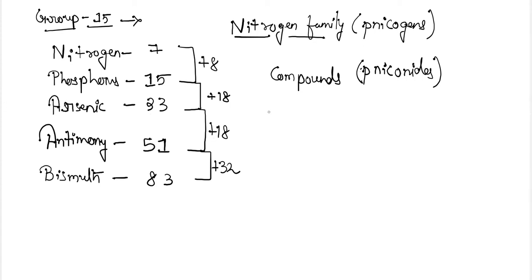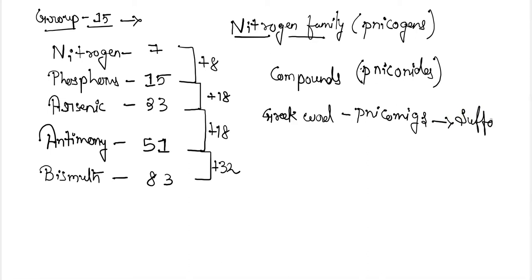It is taken from a Greek word, that is, the Greek word is pnigein, which means suffocation. Hence the compounds of the nitrogen family which are present here all cause suffocation. Therefore, they are termed as pnicogens, and the compounds which are formed by them are known as pnictides.